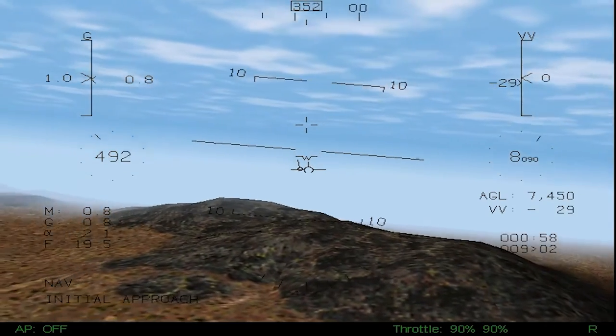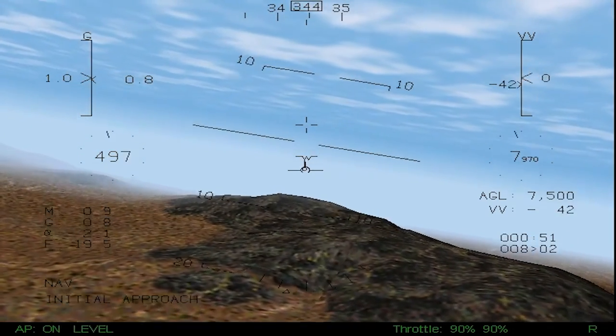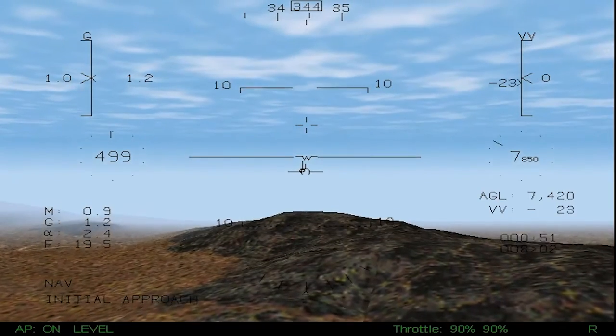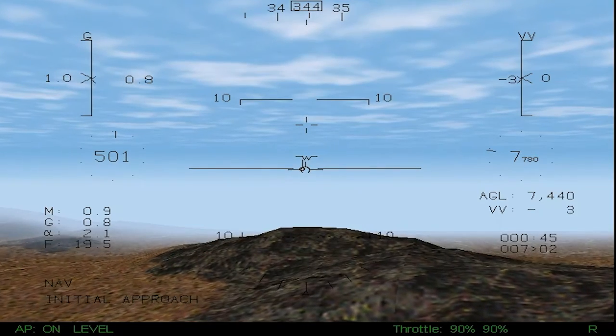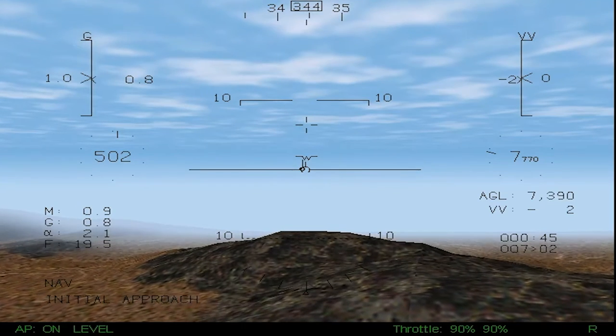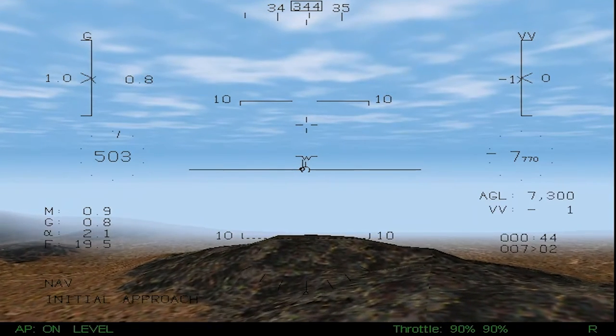Hit the 8 key to decrease engine power to landing thrust. You want your airspeed at approximately 300 knots when you reach your initial approach point. To slow down, activate your air brakes by pressing down and holding the B key.